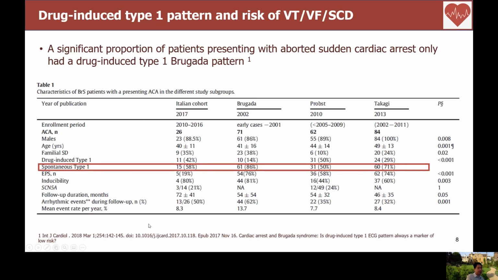So as this study tells us, for those patients that presented with aborted sudden cardiac arrest, so these are patients with the first presentation being arrhythmias or sudden cardiac death, a significant portion of them had only a drug-induced type 1 pattern. So clearly drug-induced type 1 pattern is not always low risk.